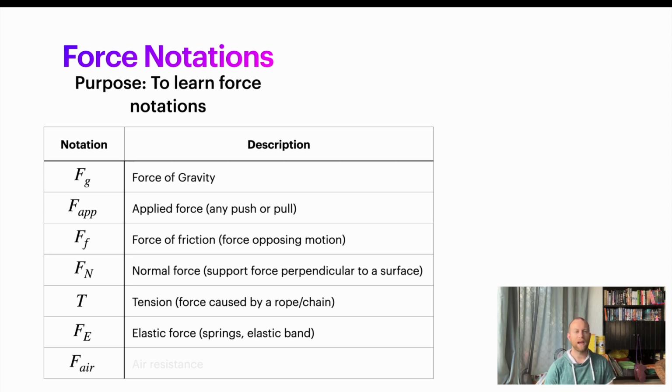Last is F air, which is air resistance. Again, this one we don't use a lot. It's really hard to calculate, so you probably won't see this very much. And usually we're going to ignore air resistance unless you're told otherwise. So these are all the different notations. You must know these. I am not going to tell you what FG is or FF. You need to know what these mean and how to apply it into a free body diagram.